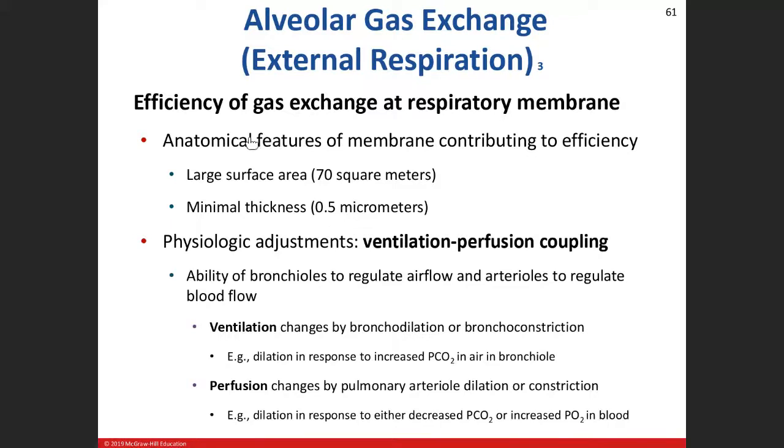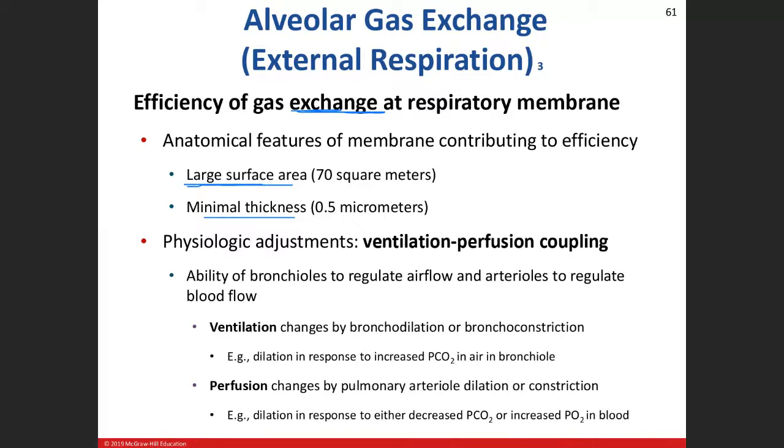So when we talk about how efficiently we're able to have gas exchange at the respiratory membrane, which is the simple squamous epithelium from the alveoli and the simple squamous epithelium from the pulmonary capillary that share a fused basement membrane, it comes down to a large surface area and the thinness, so that these gases do not have to diffuse through thick tissue. That's huge, so keep that in mind.